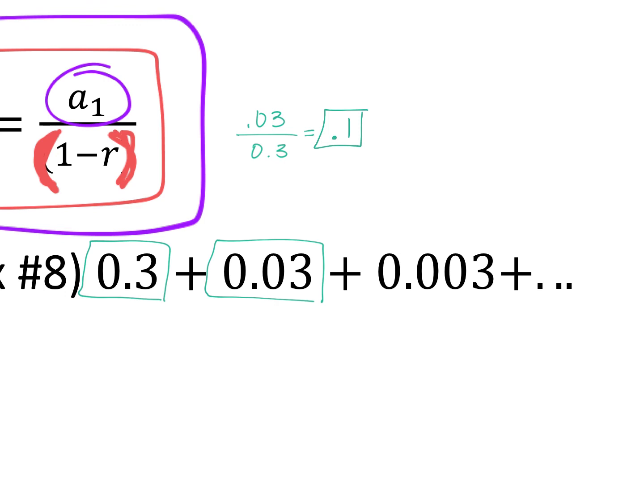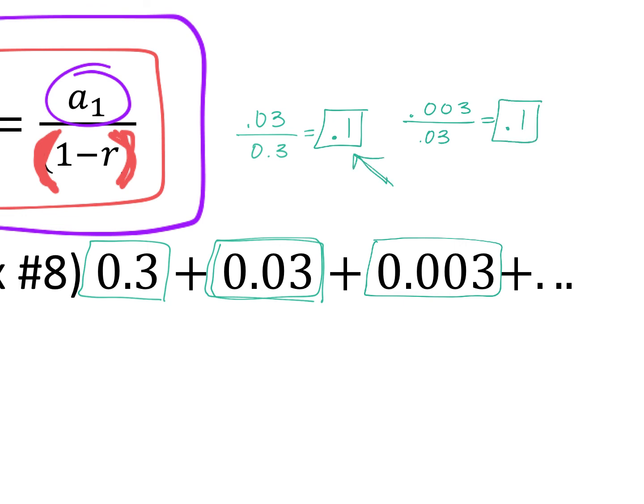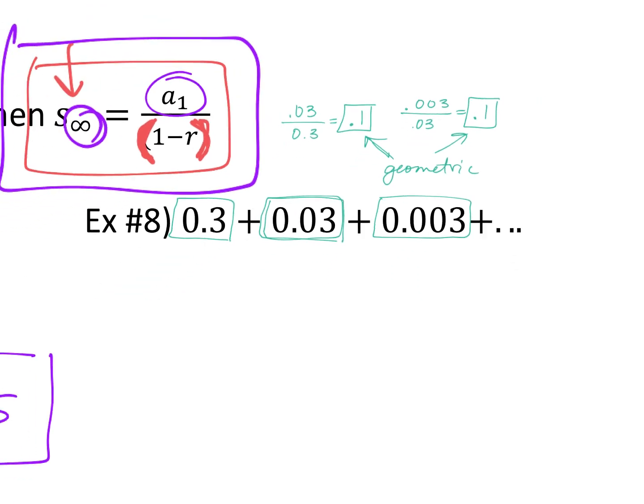I get 0.1. What do you get if you do it with this one and this one? Are you going to get the 0.1 dividing or the 0.27 subtracting? The 0.1. If I divide 0.003 by 0.03, I get 0.1. So this work is what tells me this is a geometric series, right? The second number divided by the first, the third divided by the second. If you get the same number when dividing, geometric. So now I know it's geometric.